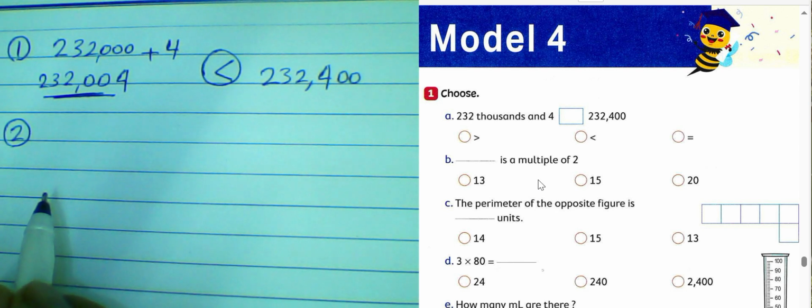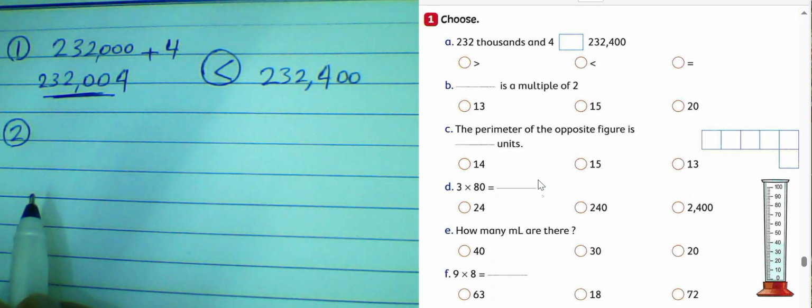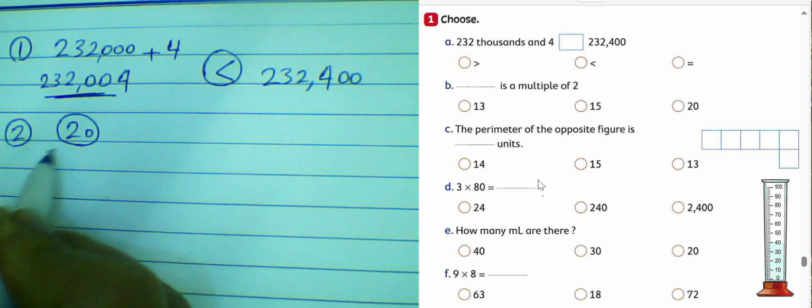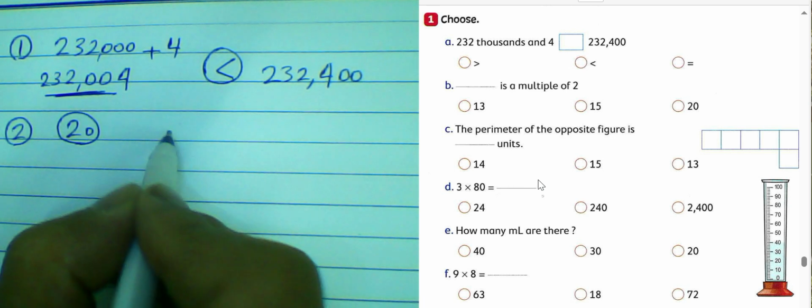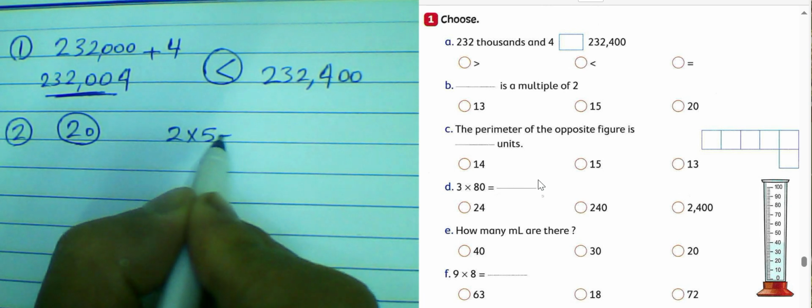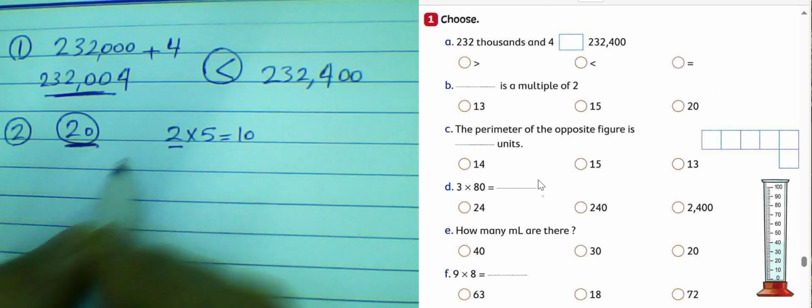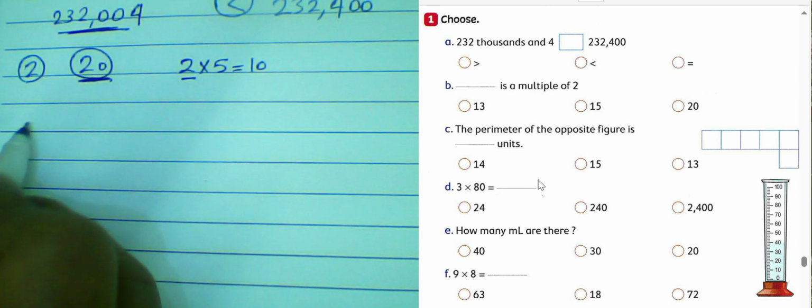Question number 2. Space here is a multiple of 2. Choose the number that can be divided by 2. 20. 20 is a multiple of 2 because 2 product by 5 equals 10. Then 20 is a multiple of 2. Question number 3.